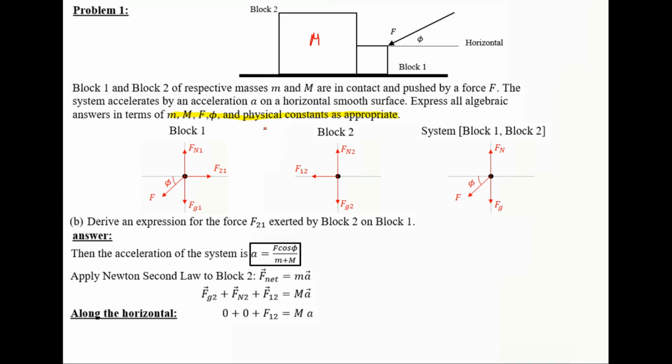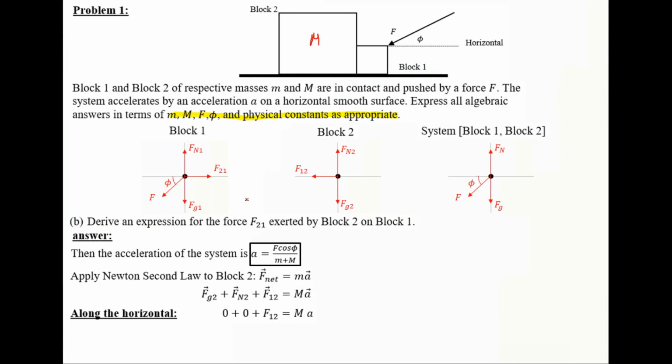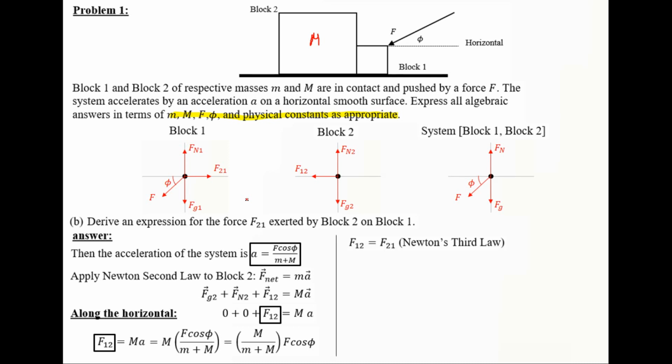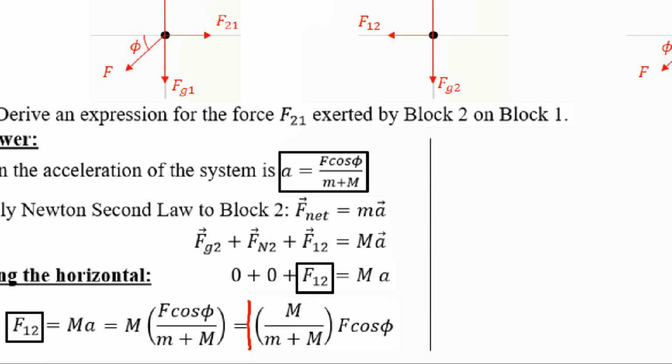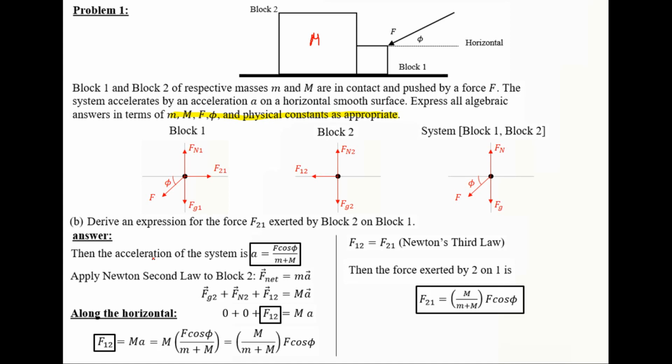Now along the horizontal, the pull of gravity is 0, the normal push is 0, and F12 is completely toward the left, it has no projection and it's positive. And this is ma, so F12 is given by ma, with A replaced by that expression, and factoring out the fractional mass, we now have that F12 is given by this expression. But now we need to deduce F21. F21 can be deduced from F12, stating that F12 equals F21 according to Newton's third law. Then the force exerted by 2 on 1 that we're being asked about is given by this expression.